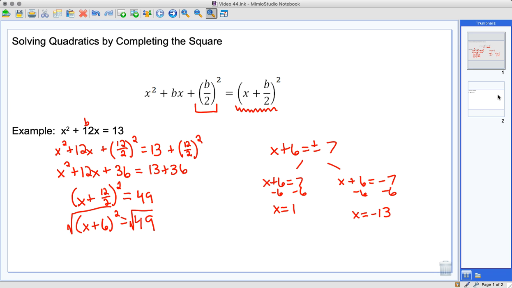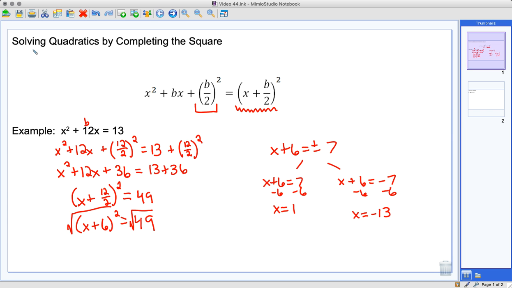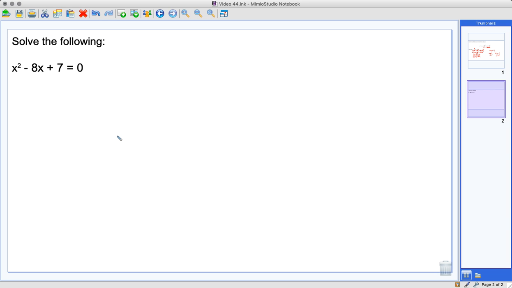All right, same thing on the next one here. The only difference between this problem and the problem we just got done doing is now my 13 is on the other side. So this 7. So we're actually going to subtract 7 from both sides. So I'm going to have x squared minus 8x equals negative 7. Okay, so now we're in the form where we can do our b over 2 squared piece.